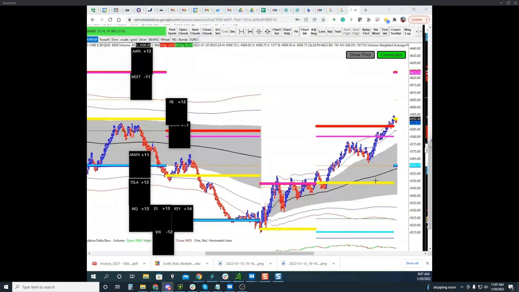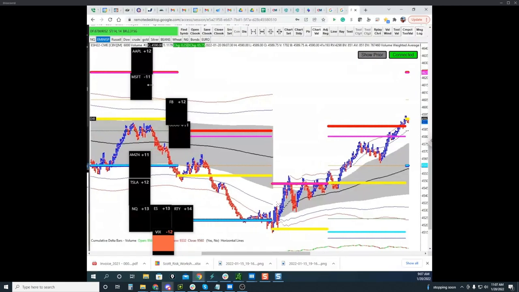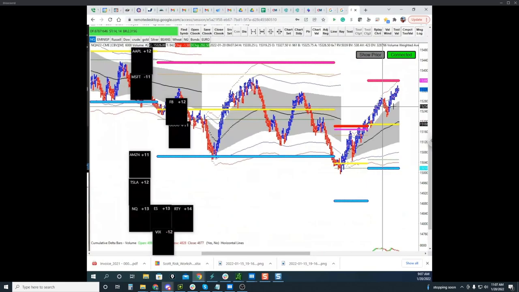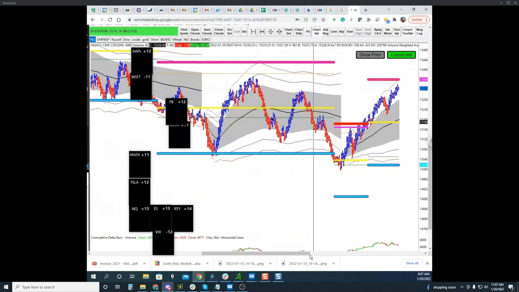Yep. I mean, the simplicity on this, Scott, is brilliant. You're just looking at your levels, your higher time frame levels, and then order flow events around them. As simple as that. The simpler you can make your trading, the better you're going to do.